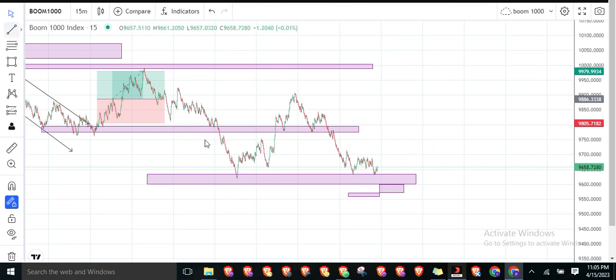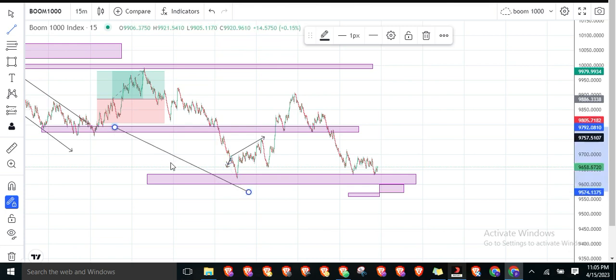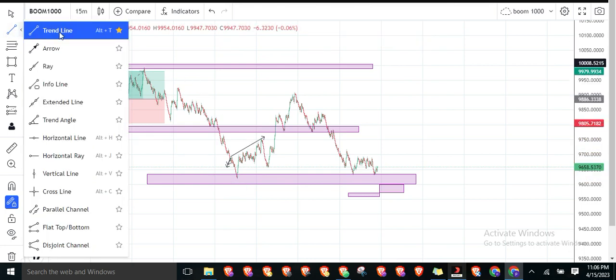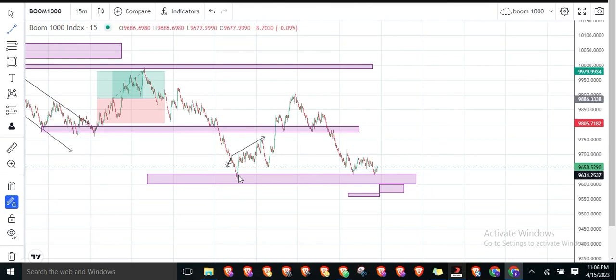So let's see something that we can easily identify at this particular zone. You can identify something at this particular area. Let's take that. So let's take another move also. We're going to be taking another move. Let's check this area also.